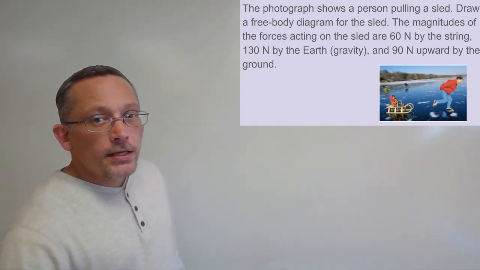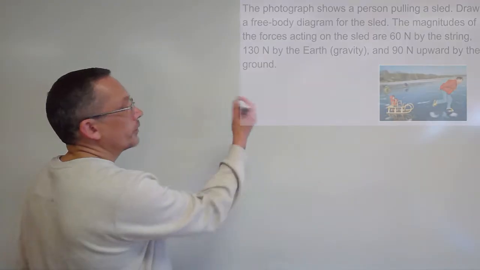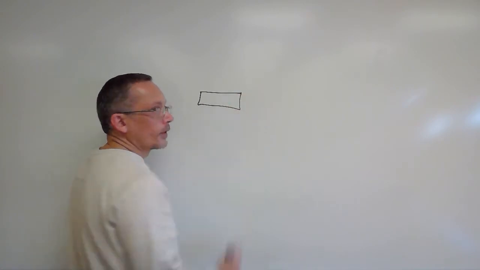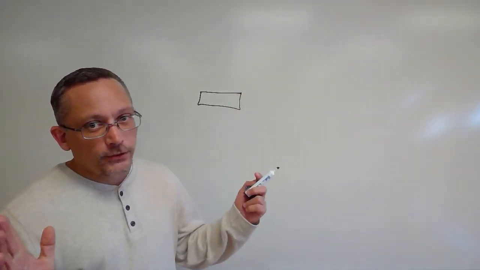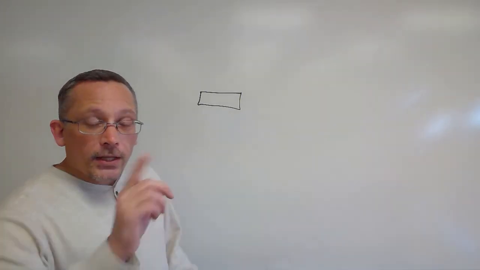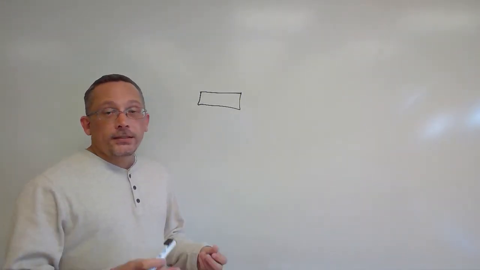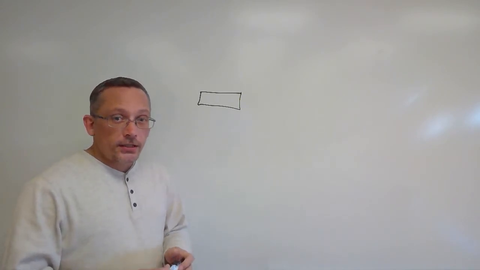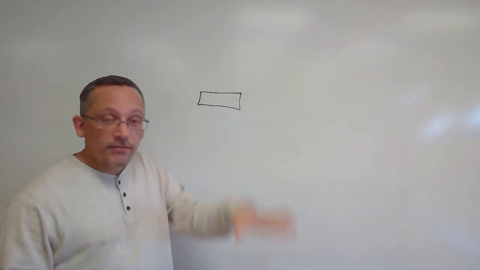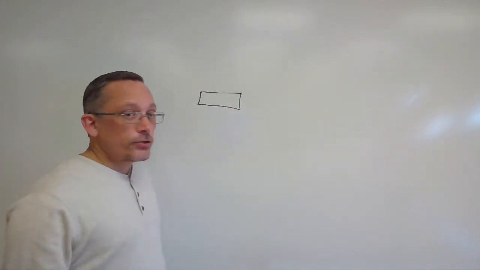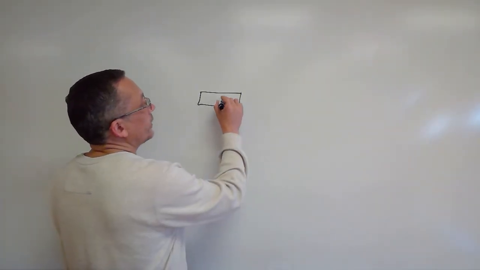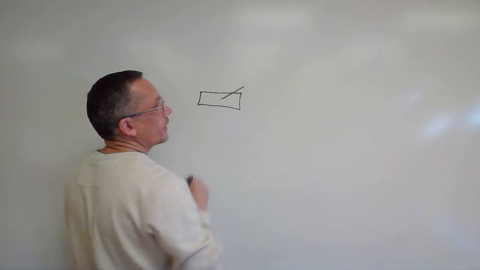First thing I'm going to do is make a little drawing of the object. I'm going to draw the sled. There's my sled. I don't have to get too fancy with these pictures, right? I mean, that's my sled. Now I can see that we have three forces to deal with. There's the string pulling on the sled, there's the ground pushing up on the sled, and gravity pushing down on the sled. The string doesn't tell me exactly which direction, but from the picture I can look at it and say it's kind of like this direction.